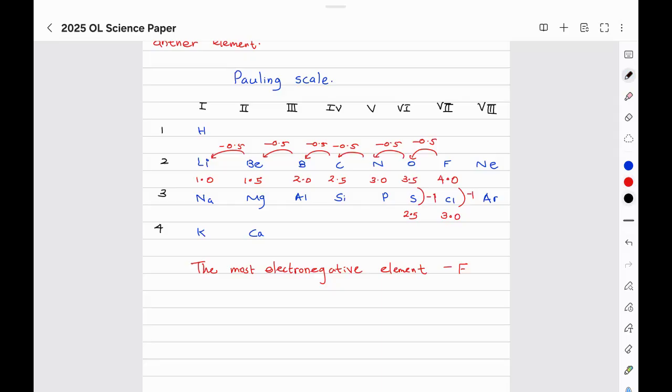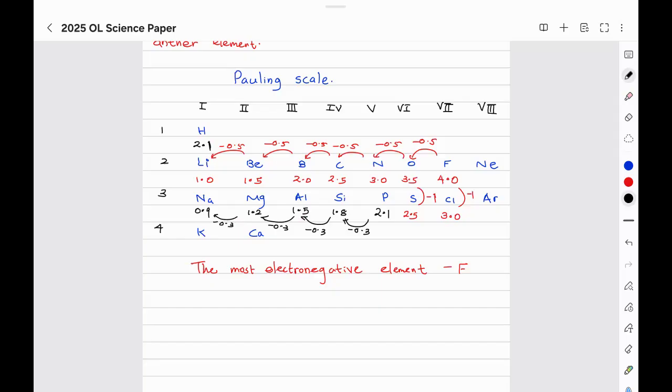Remember, hydrogen and phosphorus are both 2.1. From phosphorus to sodium, the values decrease by 0.3 each: 0.3, 0.3, 0.3. That means silicon is 1.8, aluminium 1.5, magnesium is 1.2, sodium is 0.9. In this way.